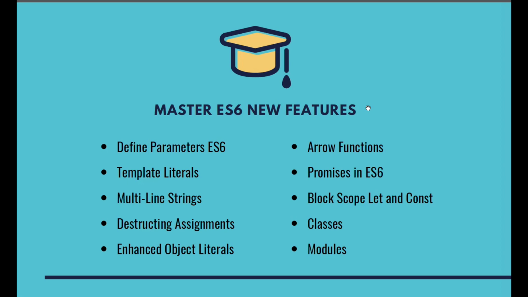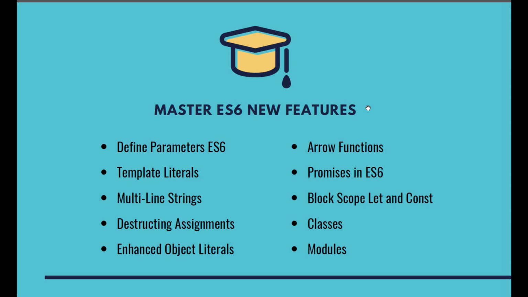ECMAScript 2015, commonly known as ES6 or ES2015, was released in June 2015, but ES5 was released in December 2009. So it took almost 6 years for the next version of ECMAScript to be released. There are many exciting new features available in ES6. So let's discuss these features.